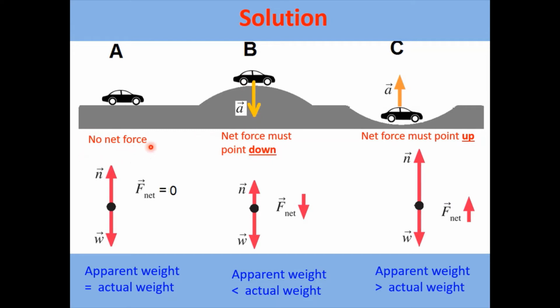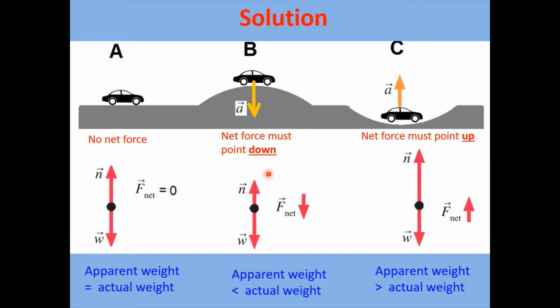All right, over here, there was no net force. Here, there is a net force. It has to be pointing down. That's what makes this car go in a circular motion. So how do we have that? Well, the weight of a car never changes. The weight is just mg, which does not vary.